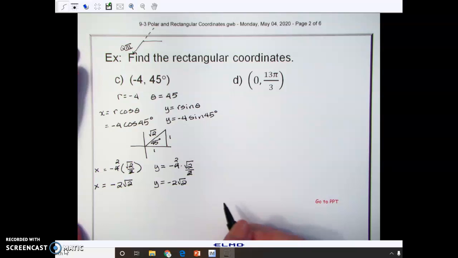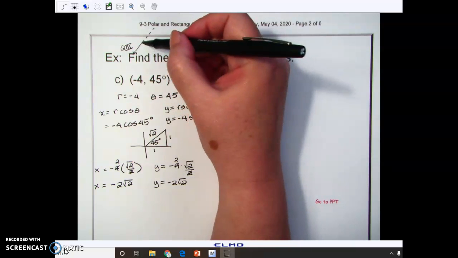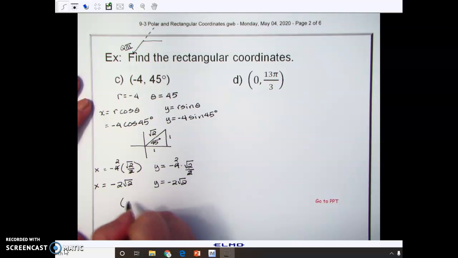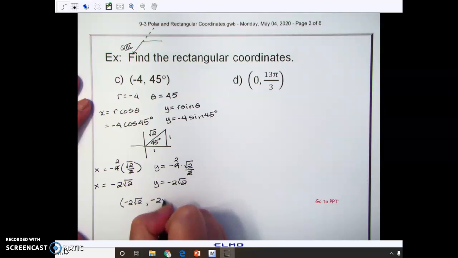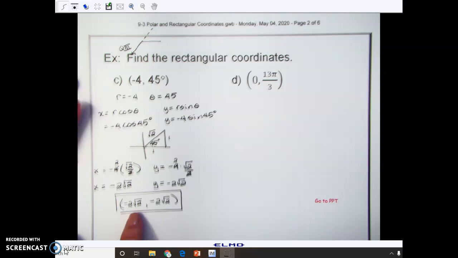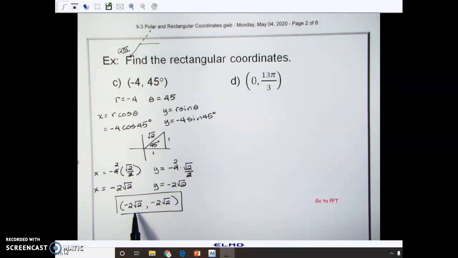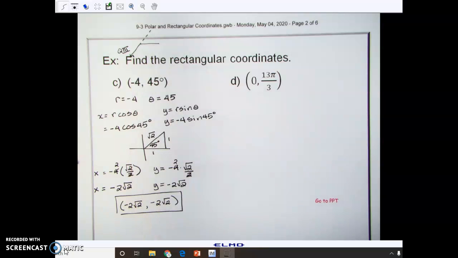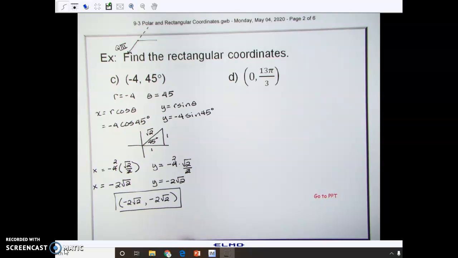So let's go back to that earlier thought. We said this was going to be in quadrant 3 when it came to x and y. And if you notice, both my x and my y are negative. So that means I am in quadrant 3. So this is going to be -2 root 2, comma -2 root 2. So whether I go 2 root 2 steps to the left and 2 root 2 steps down, or if I go 45 degrees and then backwards 4 units, I'm going to end up at exactly the same point.